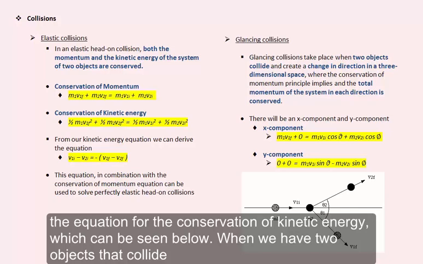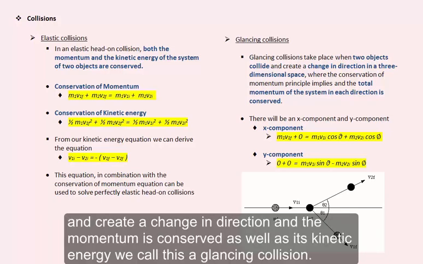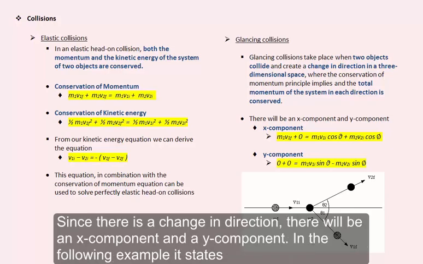When we have two objects that collide and create a change in direction, and the momentum is conserved as well as its kinetic energy, we call this a glancing collision. Since there is a change in direction, there will be an x component and a y component.